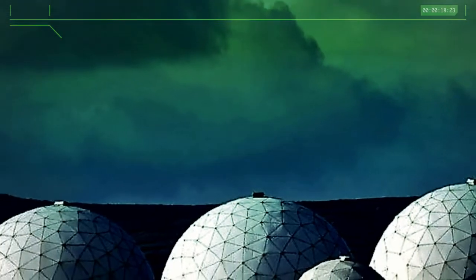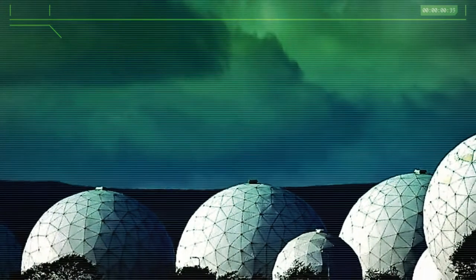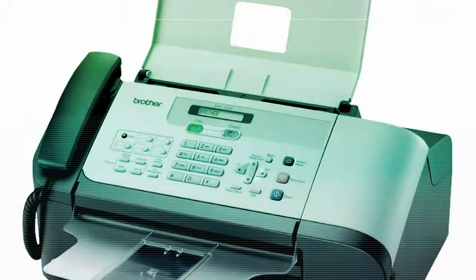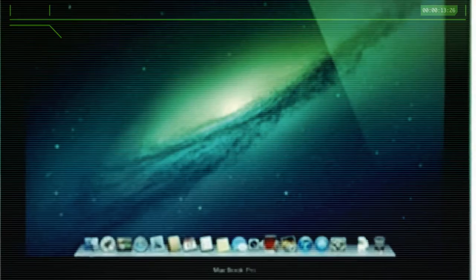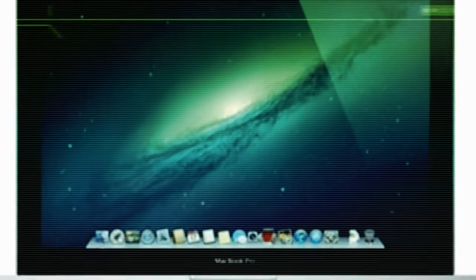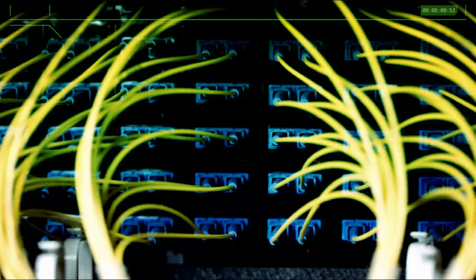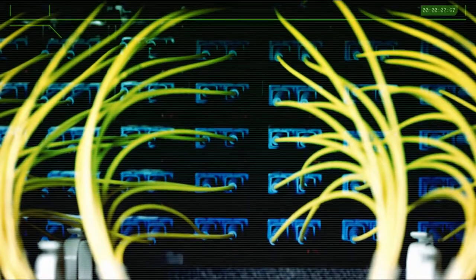A global system to intercept private and commercial comms. It can eavesdrop on calls, faxes, computers, and bank accounts. They store all the information onto Echelon's computers.